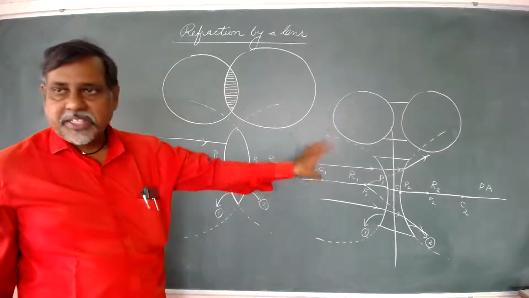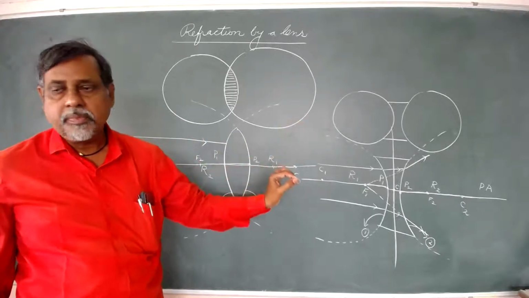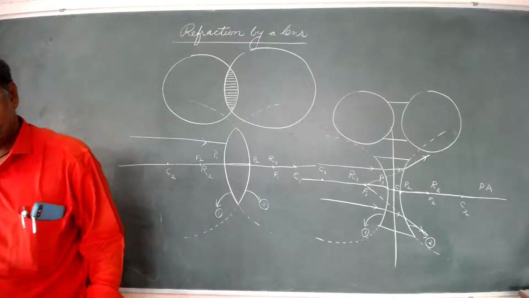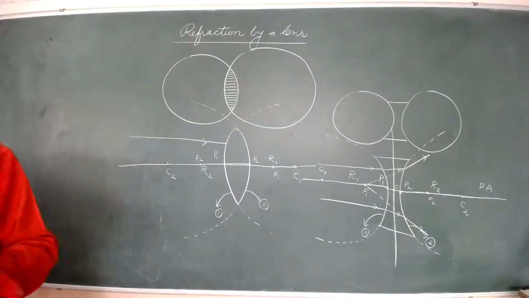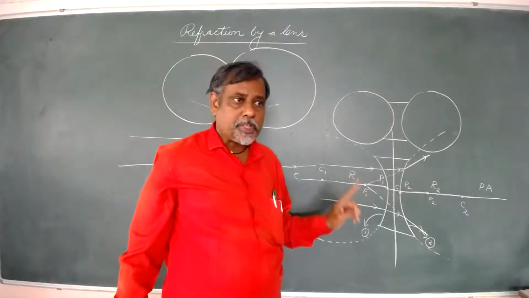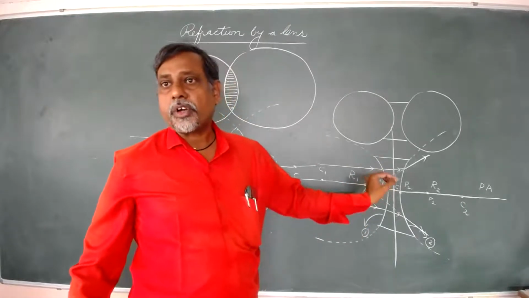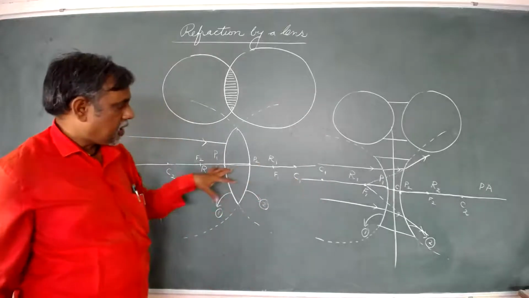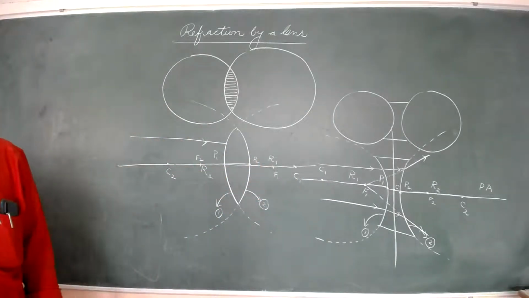Now, in the case of lenses, all distances are to be measured from the optic center. In the case of a mirror, all distances are to be measured from the pole. Remember. In the case of a mirror, all distances are to be measured from the pole, whereas in the case of a lens, all distances are to be measured from the optic center. So this is something about lenses.